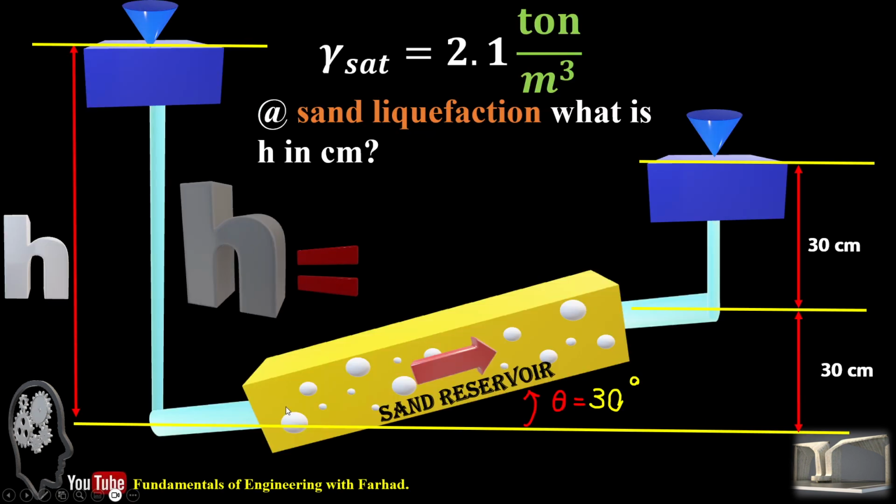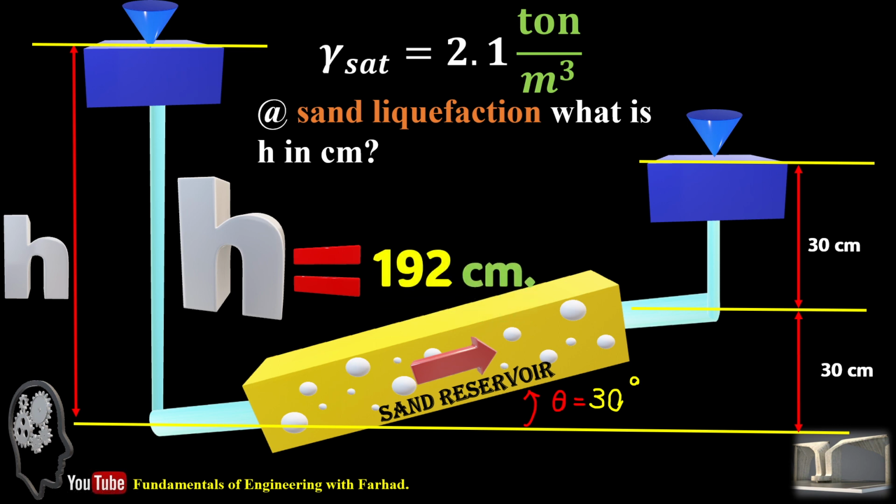That was an interesting problem in upward seepage having the condition of sand liquefaction, and it gives us a height at the upstream side for this configuration of the problem equal to 192 centimeters, almost 20.2 meters or almost 20 centimeters. Thank you. We'll solve more problems in seepage.